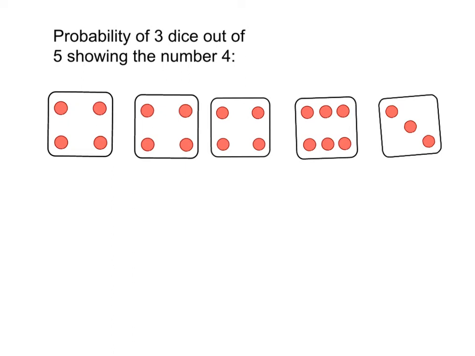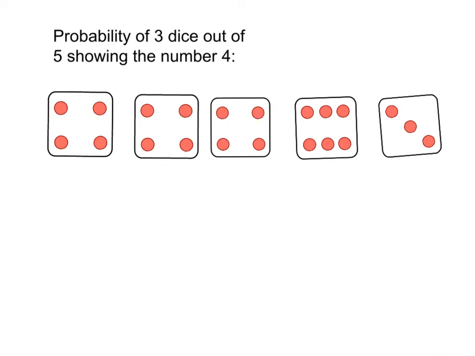Okay, today we're going to look at an introduction to binomial distribution. And we start off with the question, what's the probability that if I roll 5 dice, 3 out of those 5 would show the number 4? So we think about what are the possibilities of that? Well, first of all, we can arrange it. What are the arrangements we could have?